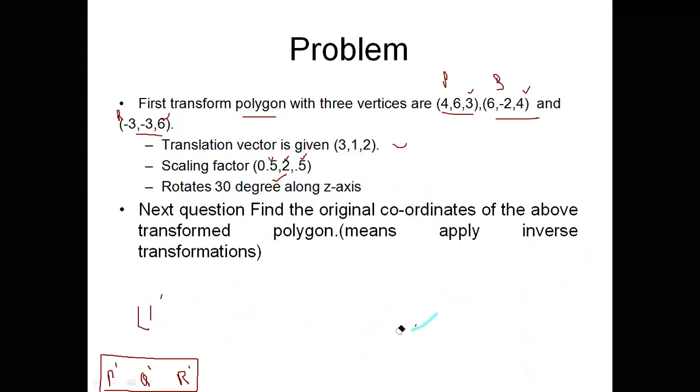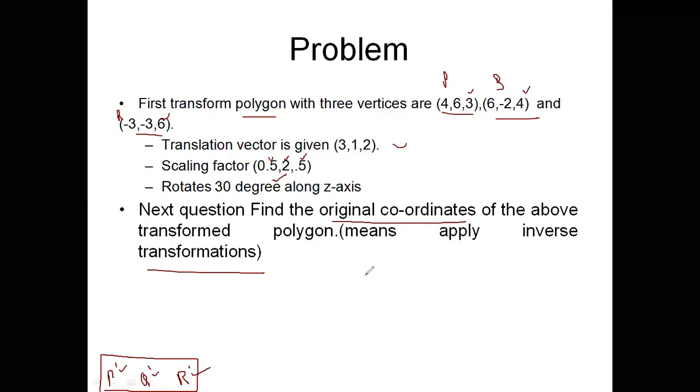Okay, now next question, what it says. So I have combined two questions into one. So the next question says, find the original coordinates of the above transformed polygon, means apply inverse transformations. Clear? So now you will calculate p dash, q dash, r dash.